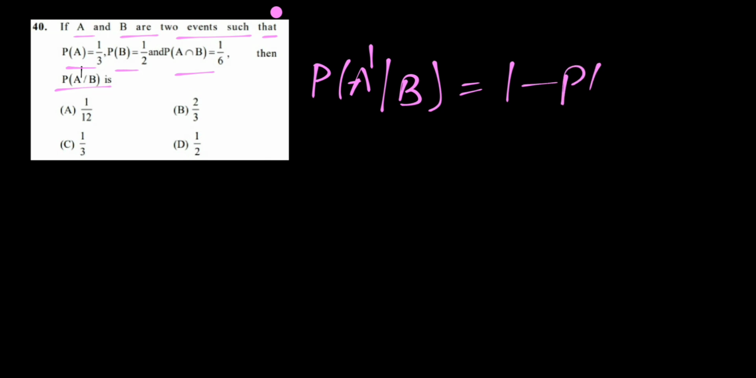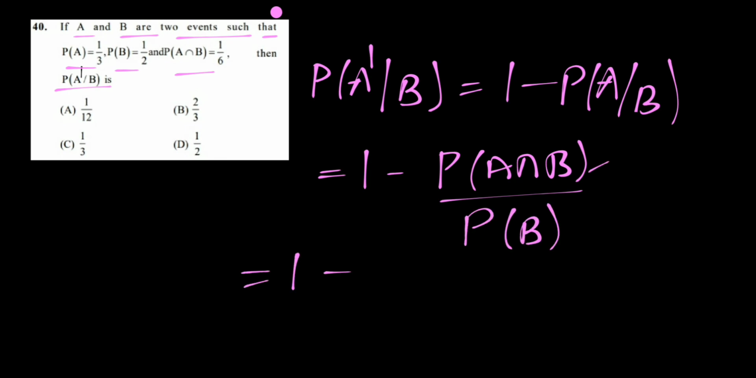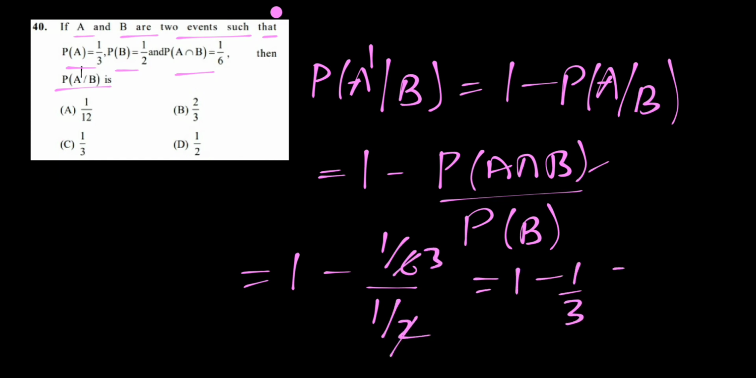Next, problem number 40. If A and B are two events such that P of A is equal to 1 by 3, P of B is equal to 1 by 2, P of A intersection B is 1 by 6, then we have to find P of A dash by B. That is nothing but 1 minus P of A by B. Conditional probability formula: P of A intersection B divided by P of B. So 1 minus, P of A intersection B value is 1 by 6 divided by P of B value is 1 by 2. 2 ones are 2, 3 twos are 6: 1 minus 1 by 3, that is nothing but 2 by 3. So option B is the correct answer.